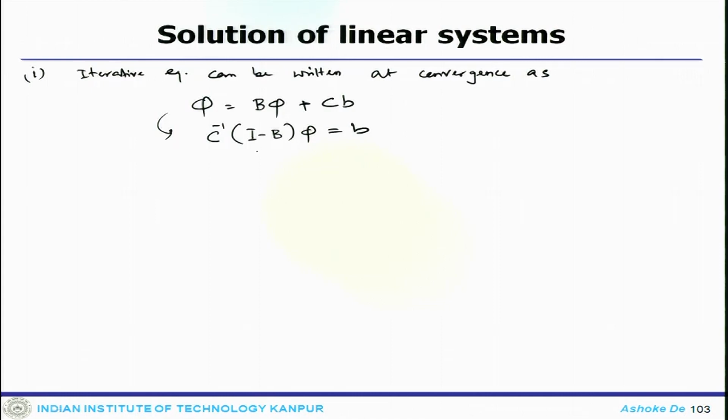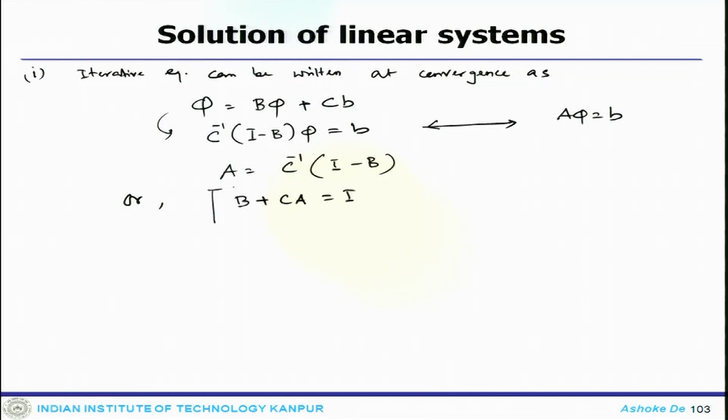So if you compare this with your original system, then one can write A is nothing but C inverse (I minus B), or alternatively one can say B plus CA is an identity matrix. So that is one of the properties. This relation between the various matrices ensures that once the exact solution is reached, all consecutive iterations will not modify it.